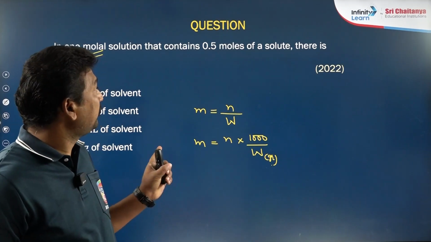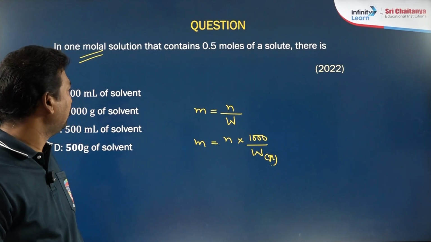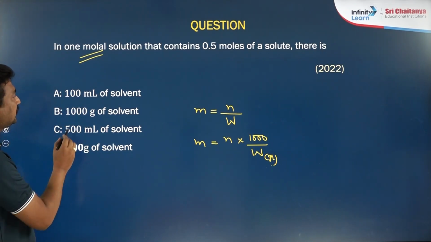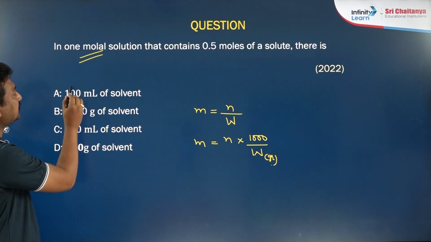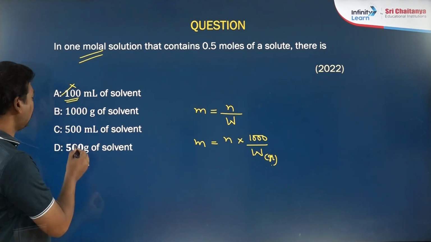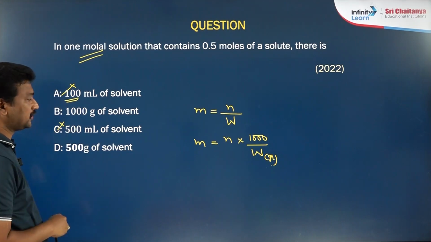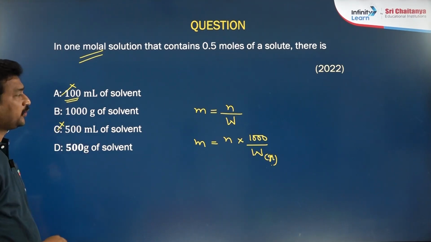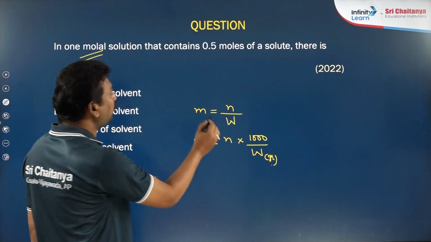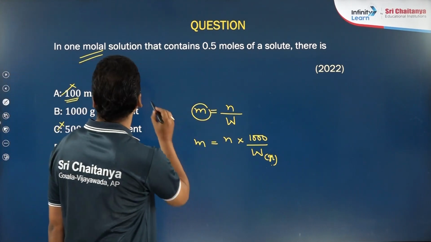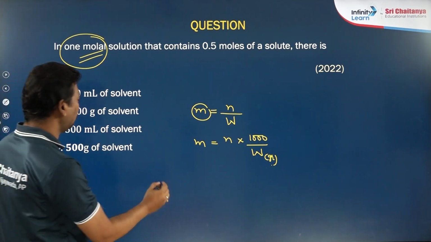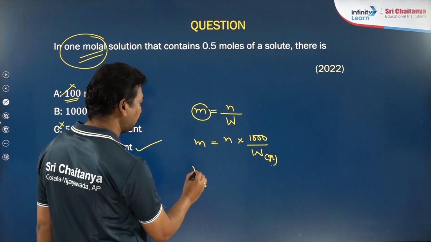Since they are asking about 0.5 moles of the solute, just by going through the options, look at this, my dear students, 100 ml is out of the competition because that is molality, a weight to weight relation. So 500 ml, these two are out of the competition. 1000 grams, 500 grams, which would be the right option? If it is 1000 grams, that would be a 0.5 molar solution, but they are asking for a 1 molar solution. In order to get a 1 molar solution, the weight should be 500 grams.